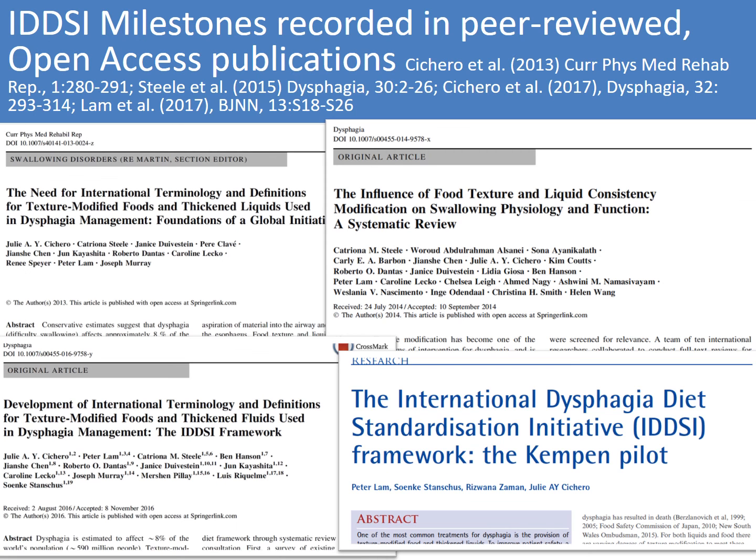Some details of the measurement techniques. We've published, and I should draw your attention to these, all these publications are open access, mostly in Dysphagia, the journal. In fact, our publication of the IDDSI framework is actually their most downloaded article in their history. We've also published a pilot study that was done in Kempen in Germany, and that describes the whole process of implementing it in practice.